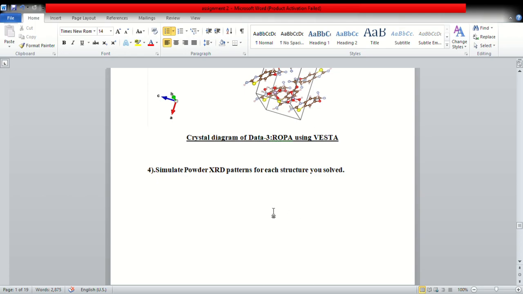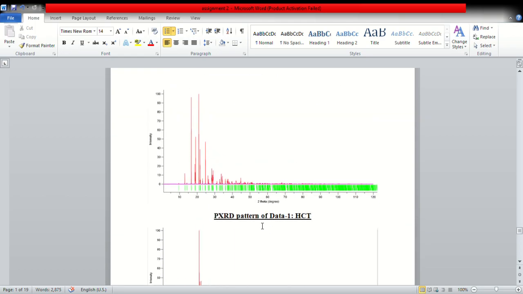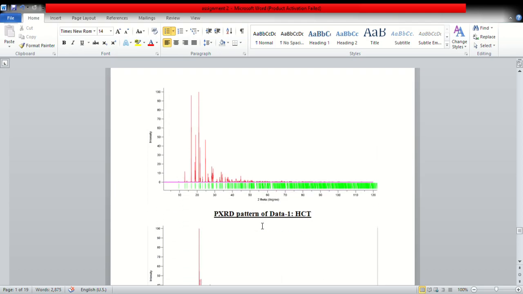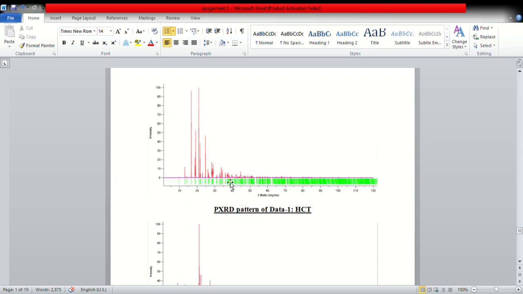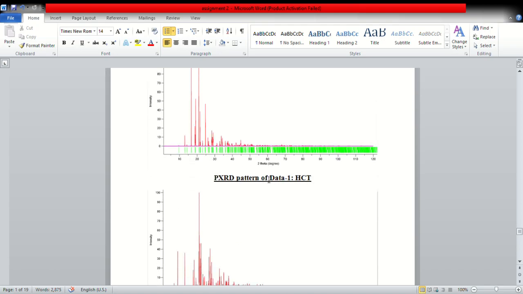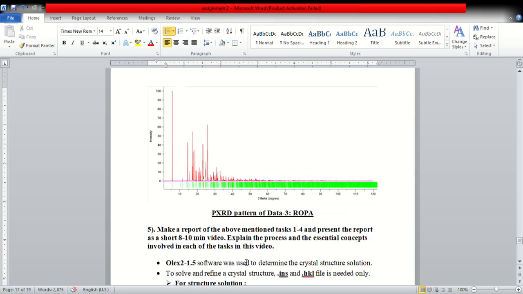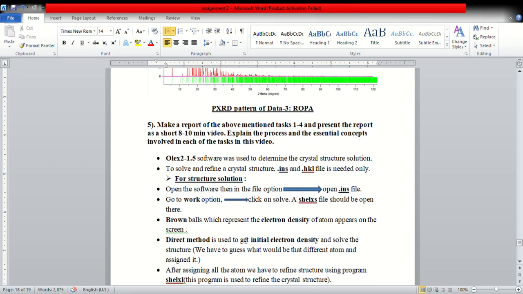In question 4, we were also asked to obtain the PXRD pattern for each structure that we have solved earlier. We found, by the software Vesta, the corresponding PXRD pattern of the first folder, that is data 1, HCT, which I mentioned here, and here is the PXRD pattern of data 2, that is RML, and here is the PXRD pattern of data 3, that is ROPA. Now in question 5, we were asked to mention how we have done tasks 1 to 4, and also to present the report.